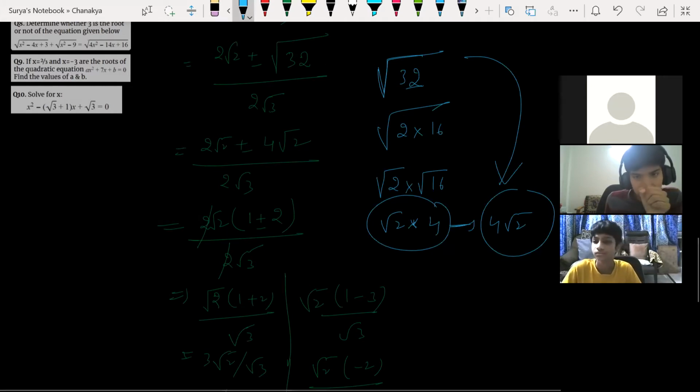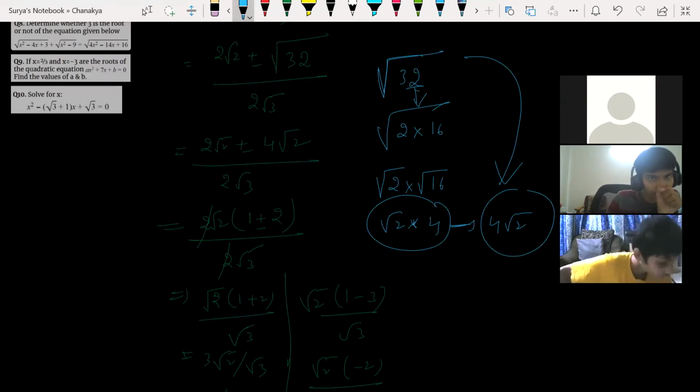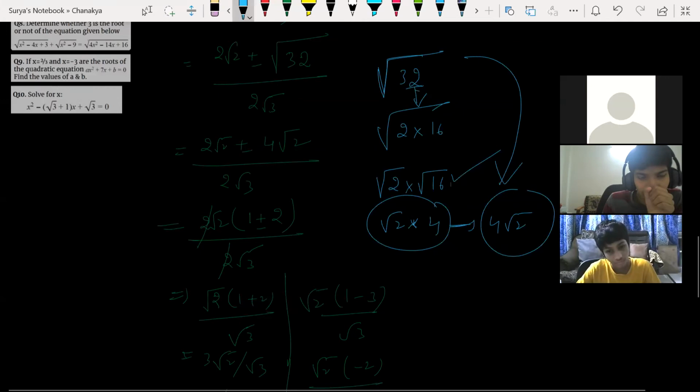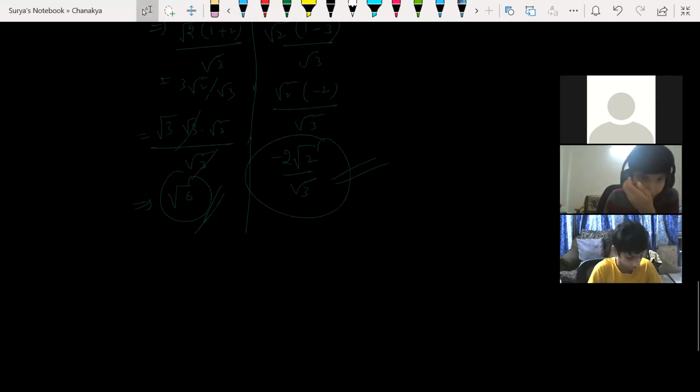32 can be written as root 2 into 16, so you split root 2 into root 16. Root 16 means 4, the square root of 16 is 4, right? So that's what I wrote there. Clear, guys? I hope you understood.